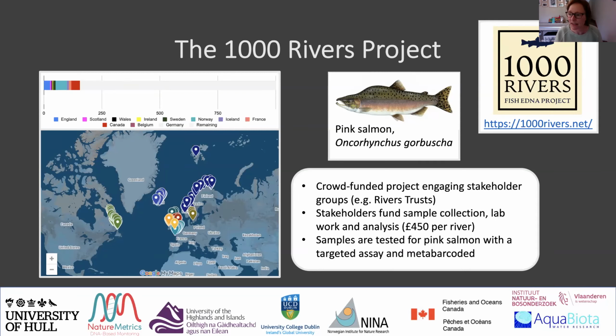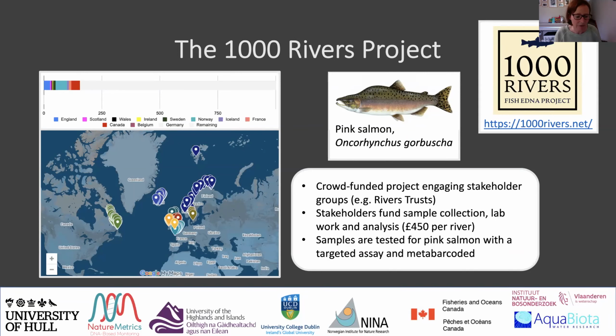So our idea with this was to crowdfund the project, to get stakeholders who have a vested interest in their local rivers to fund sample collection. So we're asking them to donate £450 per river. And one of the main goals was to try and study the distribution of invasive pink salmon.